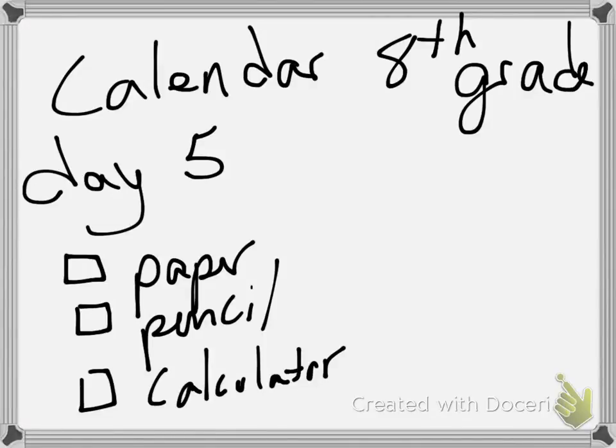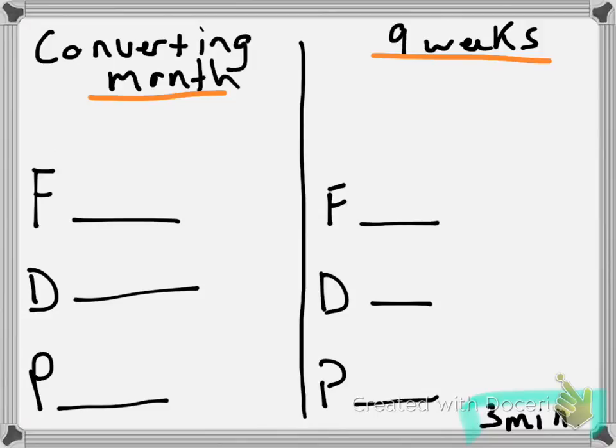Alright, 8th grade, we're going to do day 5's version of calendar math. The things you're going to need today are a blank piece of paper, a pencil, and your calculator. Now remember, I'm going to give you a slide, and in the bottom corner, that's how much time you're going to get on it. So when I say start on this one, we're going to set a 3-minute timer, and then I'm going to start going over everything.